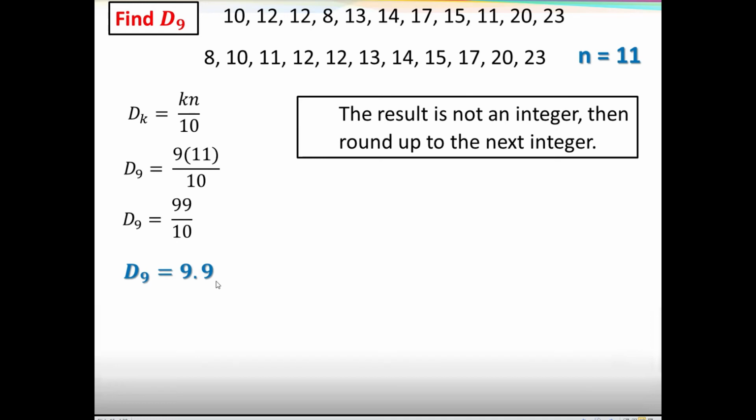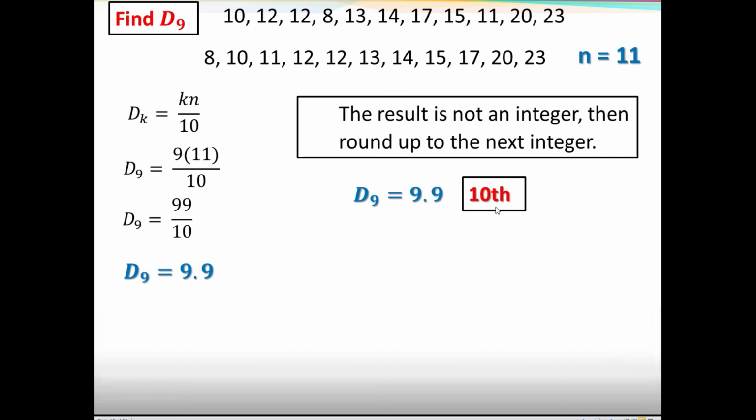Then, round up to the next integer. Again, D sub 9 equals 9.9. The result is 9.9. So if we will round it up to the next integer, our answer will be 10th.